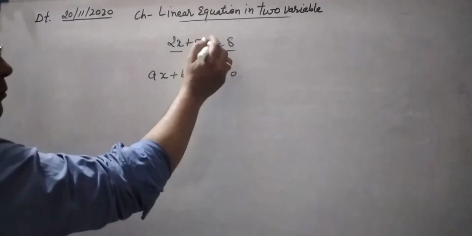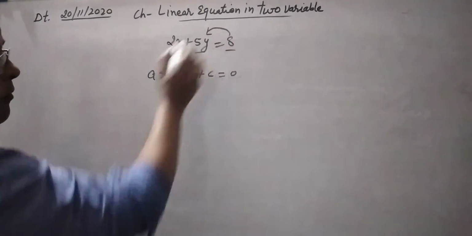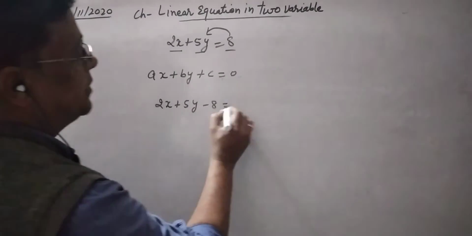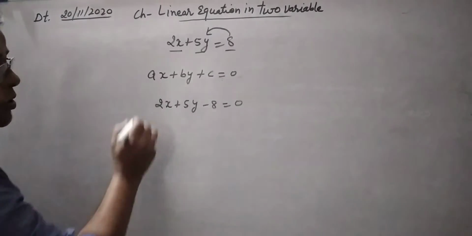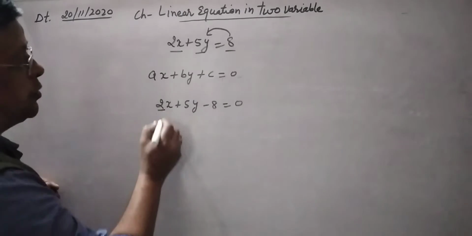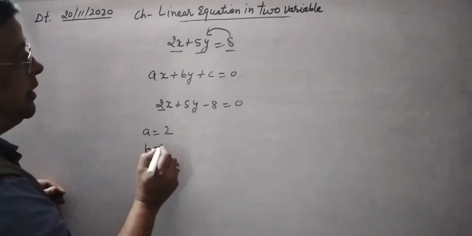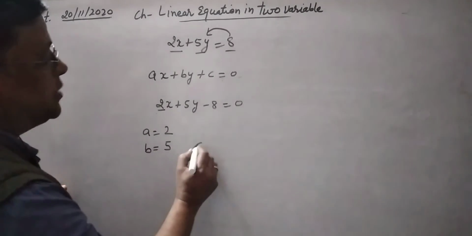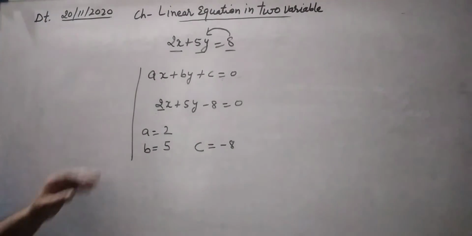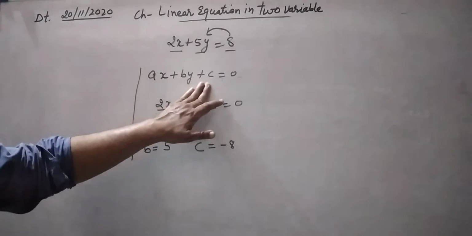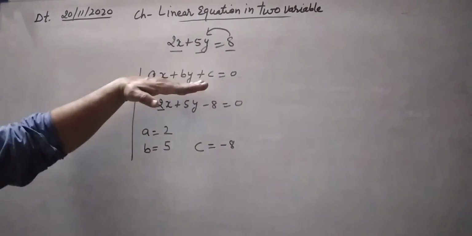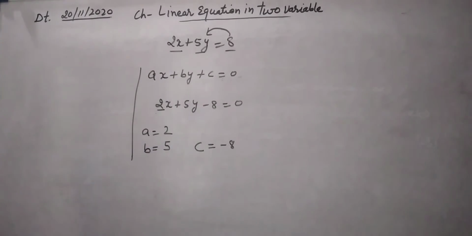You don't have to do anything, just shift the 8 to the other side, and that becomes 2x plus 5y minus 8 equals 0. Now you can find the value of a. The a is the coefficient of x, so the coefficient of x here is 2, b is the coefficient of y, that is 5, and c is the constant term, that is negative 8. So this way we can find the values of a, b and c, and we can express this equation in the standard form or general form of a linear equation in two variables.